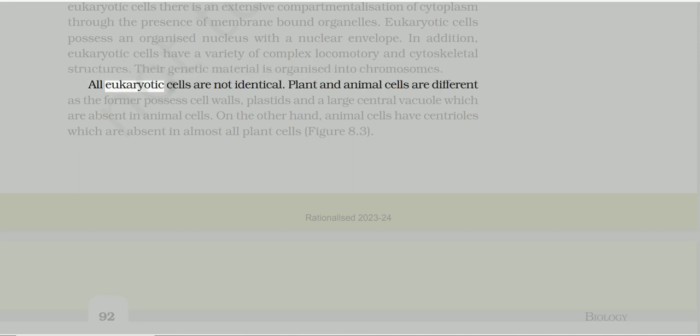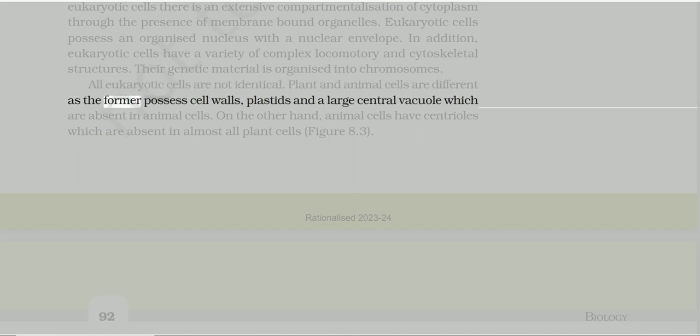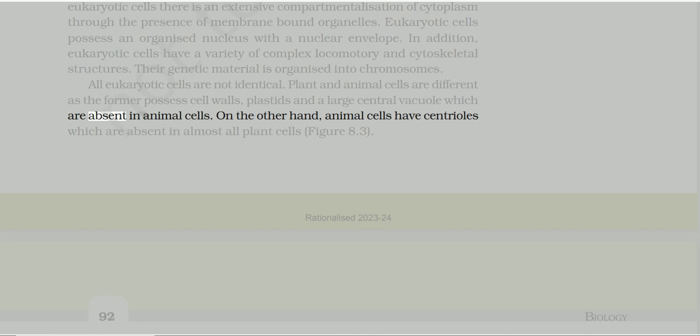All eukaryotic cells are not identical. Plant and animal cells are different as the former possess cell walls, plastids and a large central vacuole which are absent in animal cells. On the other hand, animal cells have centrioles which are absent in almost all plant cells. Figure 8.3.